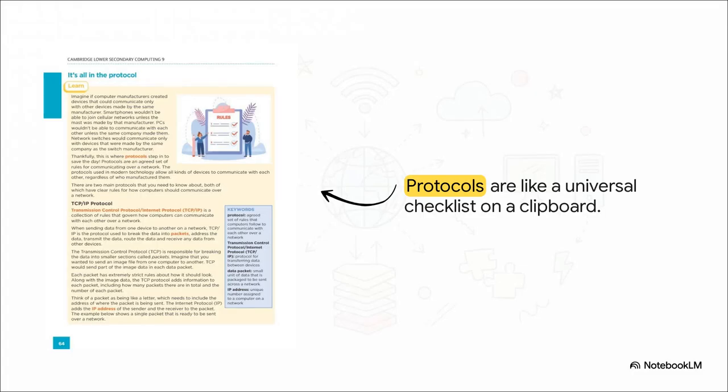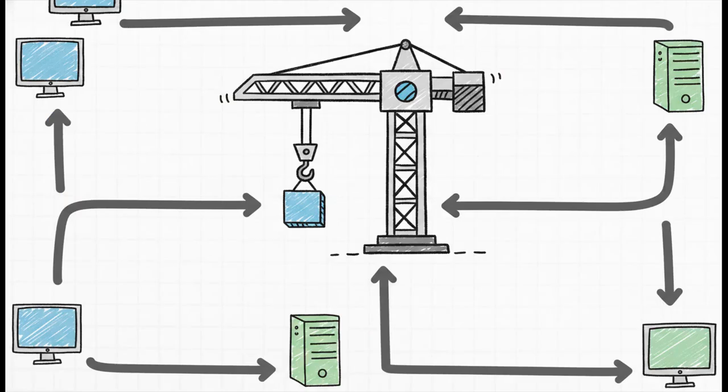Think of it like having a universal checklist on a clipboard. Protocols step in to literally save the day for network communication. Without these agreed-upon rules, a Mac, a PC, and an Android phone would never, ever be able to share a group chat. Now, one of the absolute most important protocols out there is TCP/IP.